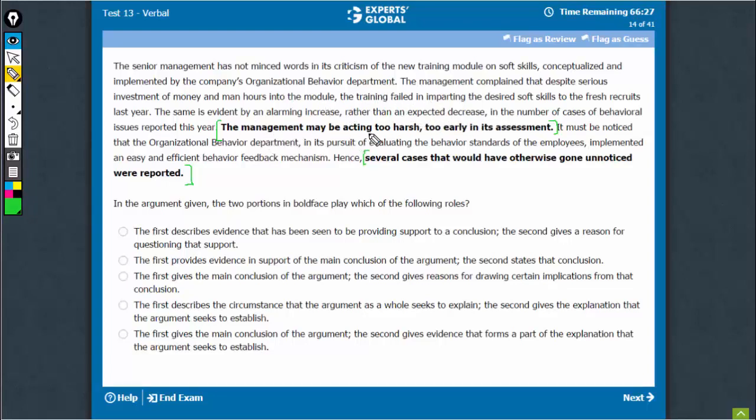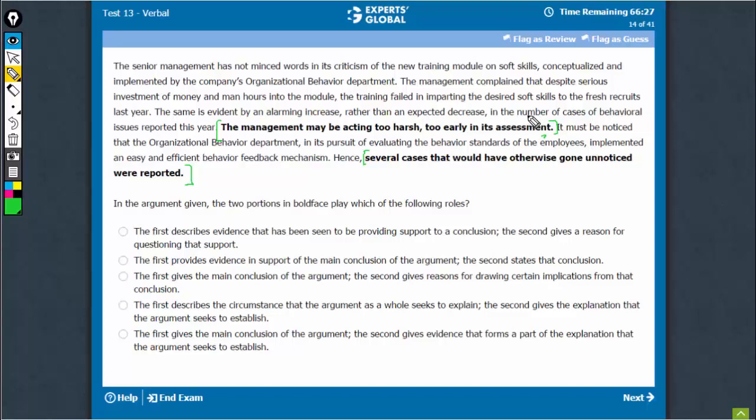And then the second part of the reasoning starts where it says that the management may be acting harsh, and it gives the reason why so many cases were reported. What is the main conclusion? The main conclusion is that the OB department did not do such a bad job, or in other words, the management is acting too harsh too early in its assessment. This can very well be called the main conclusion.